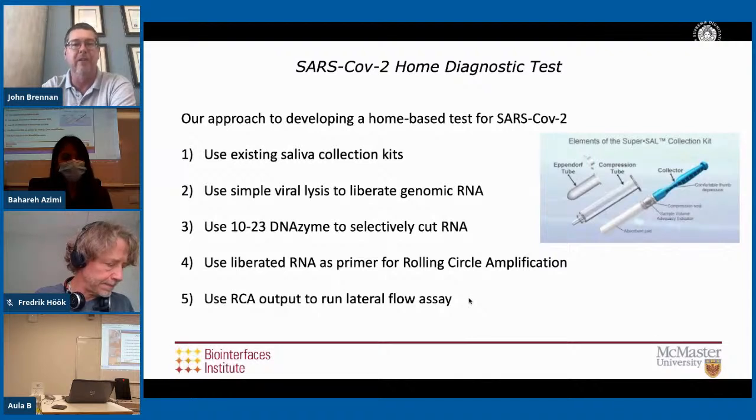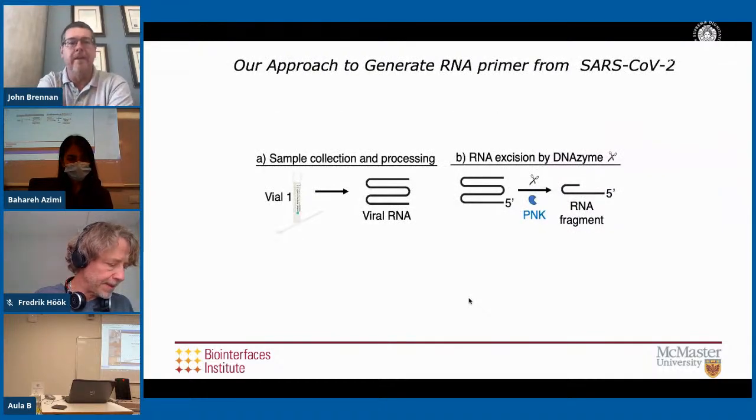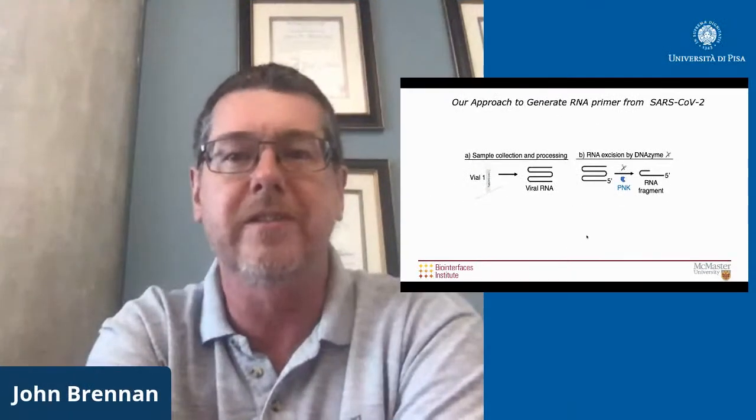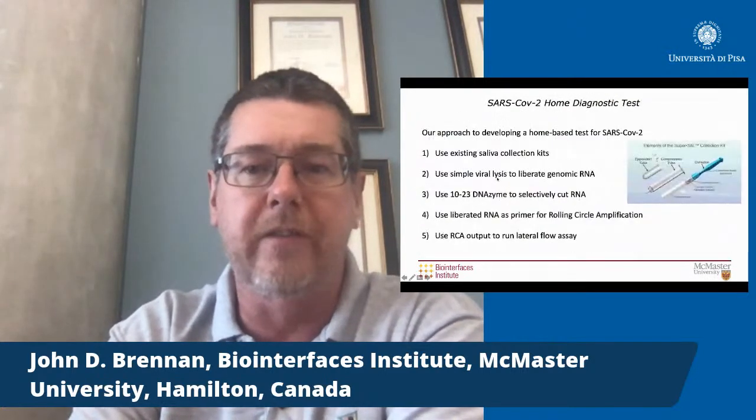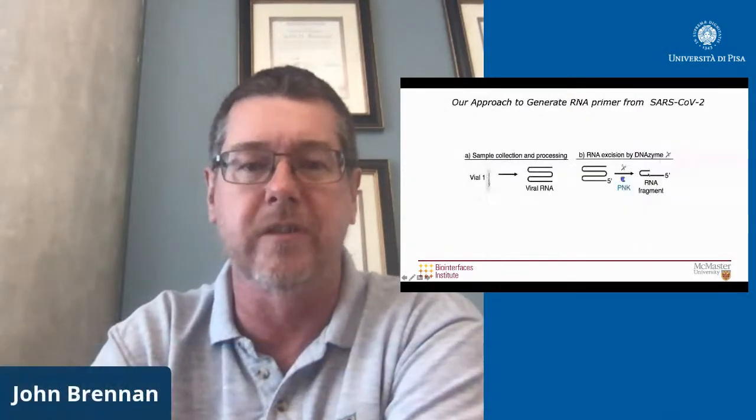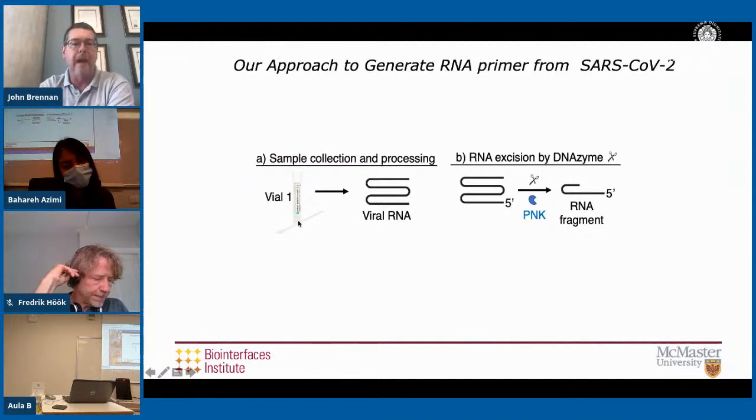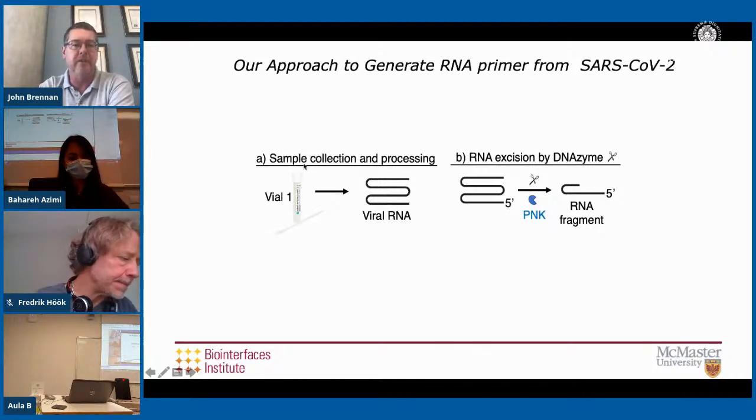So the question now is, does it work, and where are we currently sitting? So the first point is, can we actually generate an RNA primer for SARS-CoV-2? So the way we now do this: vial 1 is this vial here now from our saliva collection. So vial 1 has within it the 1023 DNAzyme in a stabilized form. So the virus is put in here, the saliva is already in here.